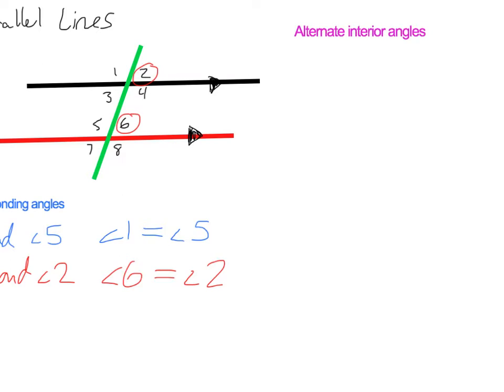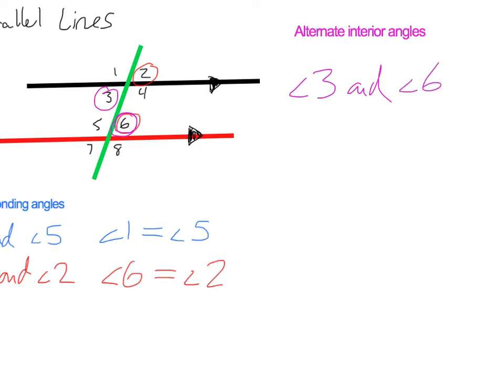All right, so let's talk about alternate interior angles. If I were looking at this again, what would be my alternate interior angles? Well, let's see. Angle 3 is an interior angle, and it's an alternate interior angle to whom? Well, angle 6, right? So angle 6.